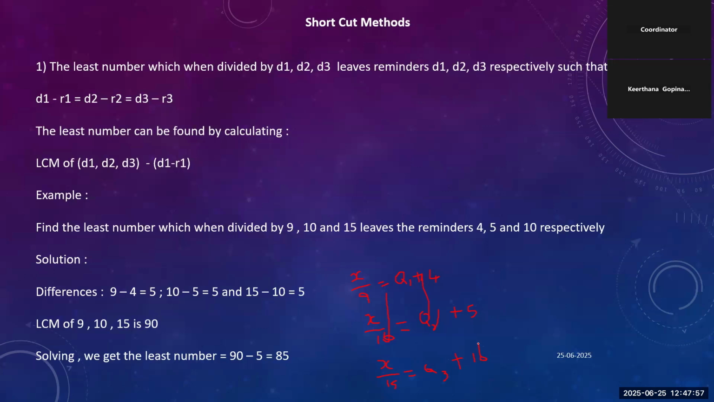LCM of what? LCM of the divisors, 9, 10 and 15. The LCM is 90. Do you know how to find the LCM? Yes, sir. You would have studied it in your early school days, 6th, 8th. When you do LCM for 9, 10 and 15, you will get 90.